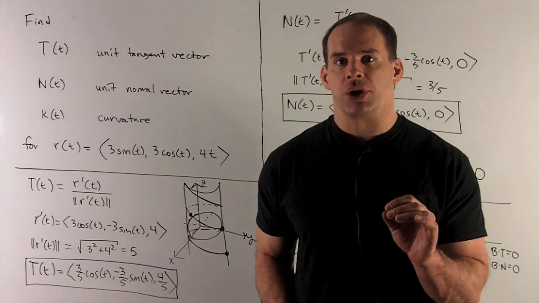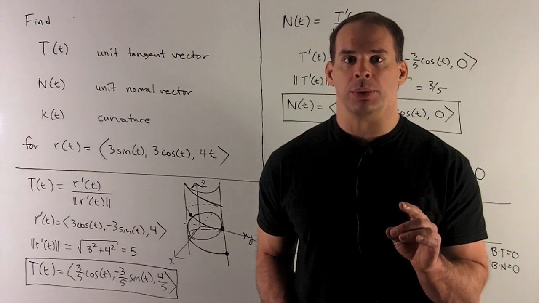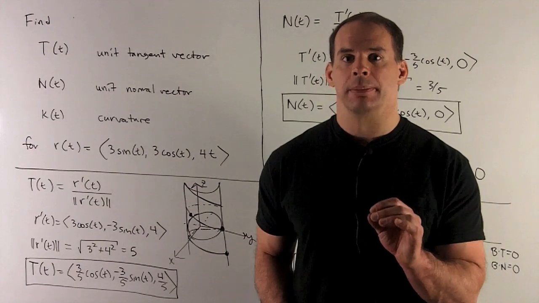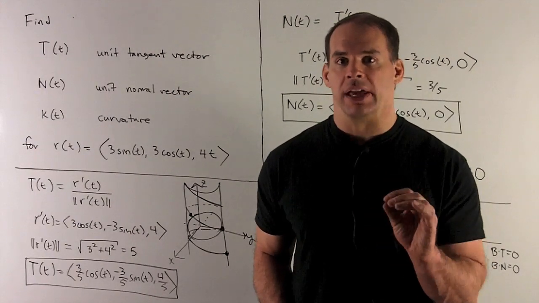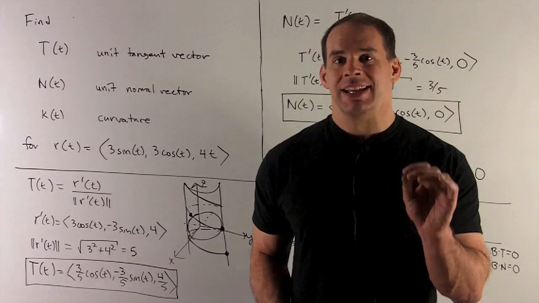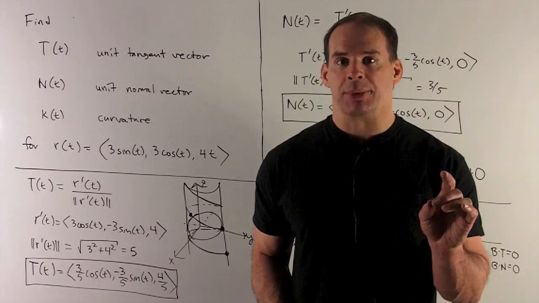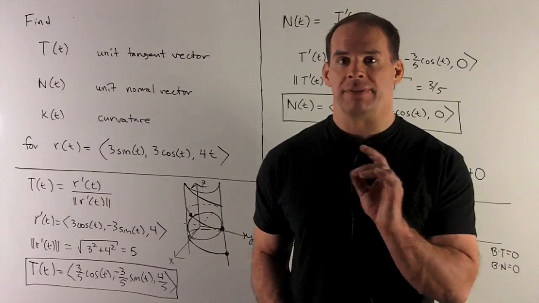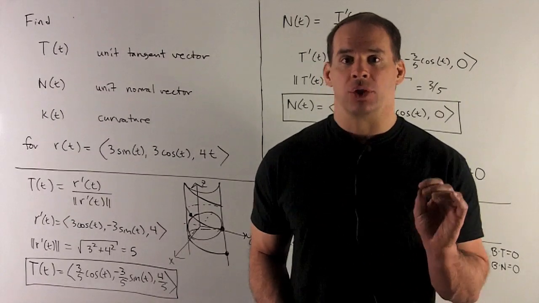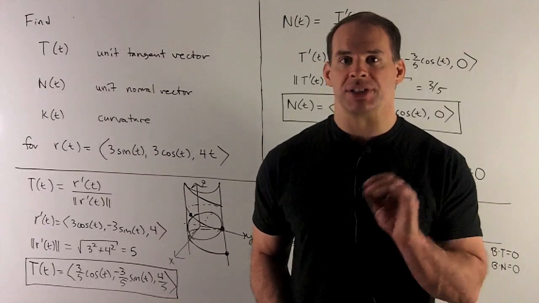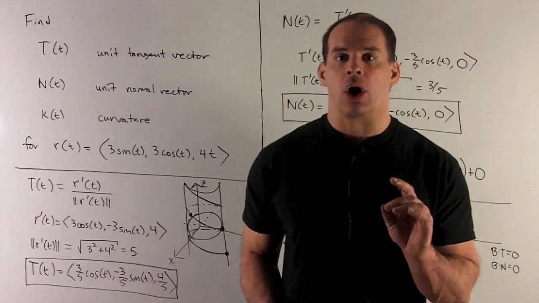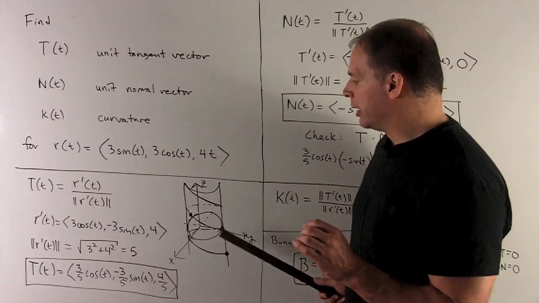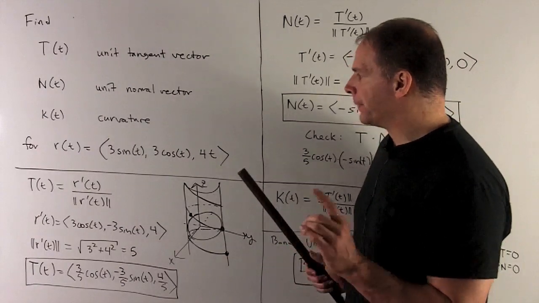We have a parametrized curve, r(t) equal to 3 sine t, 3 cosine t, 4t. We want to find three things. The unit tangent vector at t, so it's capital T of t, the unit normal vector at t, capital N at t, and the curvature at t, capital K at t. Now, our curve is just going to be a helix. So you draw in your cylinder, you can put your helix in.